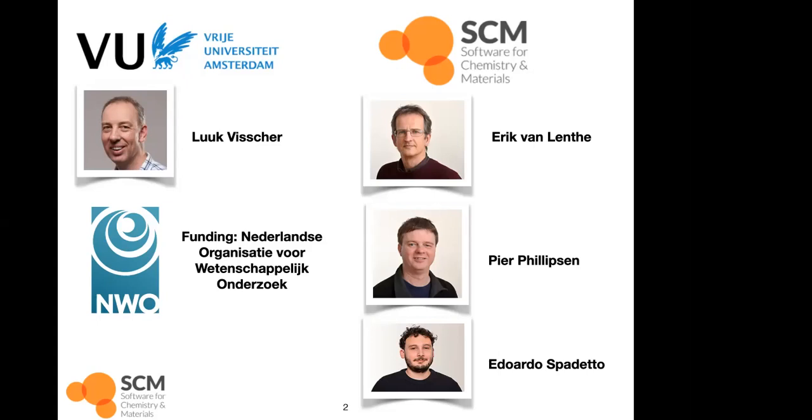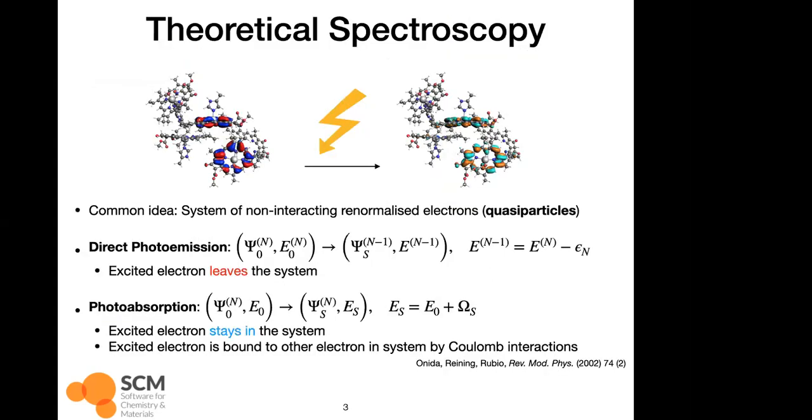So what is it all about? Let's talk a little bit about theoretical spectroscopy, right? So in general, we have a system which we kind of picture as an ensemble of non-interacting electrons, which are renormalized. So the interactions are kind of incorporated in the single particles. We call those quasi-particles. And two typical experiments which are very relevant in practice are, for instance, direct photoemission, where an excited electron actually leaves the system. So we basically turn our n electron state into an n-1 electron state.